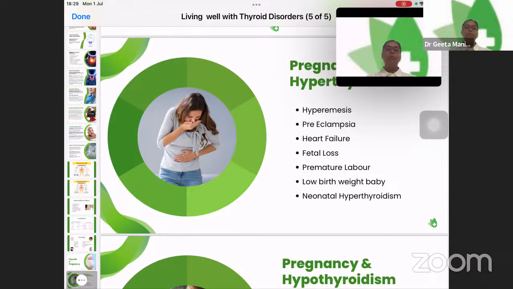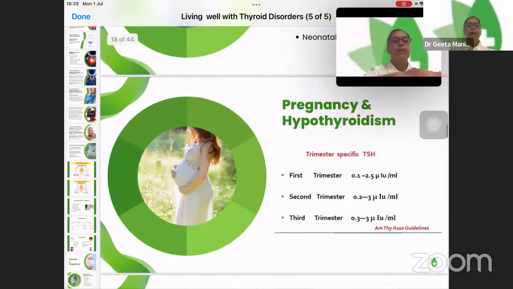There might be a low birth weight baby, or even the baby can have hyperthyroidism. So there could be neonatal hyperthyroidism as well. Pregnancy and hypothyroidism. As I mentioned previously, in the first trimester, preferably the TSH levels should be between 0.1 to 2.5 micro international units per ml. In the second trimester, they should preferably be between 0.2 to 3. Third trimester, 0.3 to 3. This shouldn't go higher. Ideally, that is the best range.